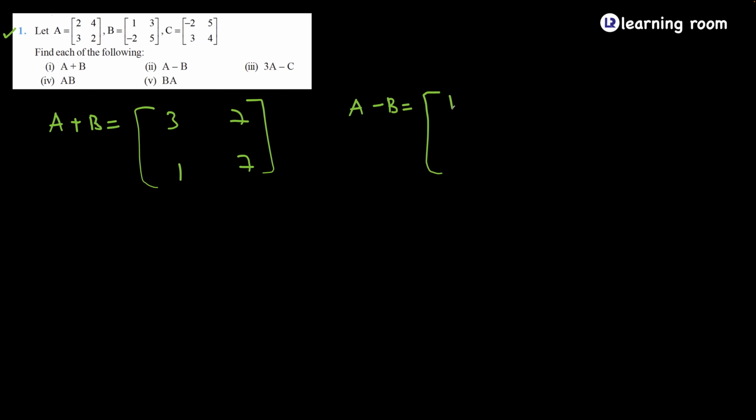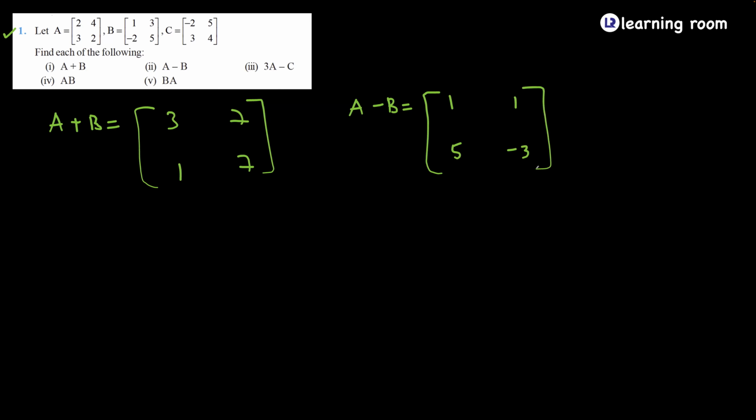So let's look at the first problem of exercise 3.2. What does it state? If A is equal to 2 4 3 2, B is equal to 1 3 minus 2 5, C is equal to minus 2 5 3 4, find each of the following. What is the value of A plus B? Very simple. A plus B is equal to 3, 7, 1, 7. So it is also going to be a 2 cross 2 matrix, right? So what is A minus B? A minus B is 1, 1, 5. 2 minus 5 is minus 3.